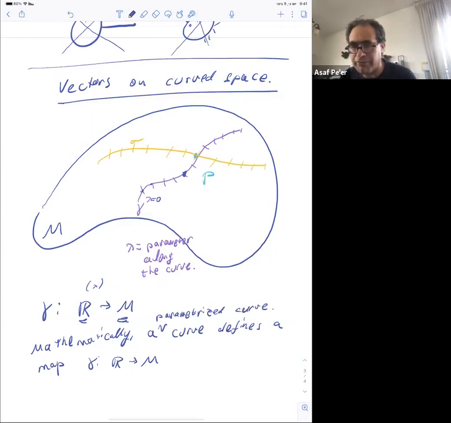I'm going to play this game of mapping because that's the way I have to do it in order to avoid using terms that are outside of the manifold. So far, so good? Okay.